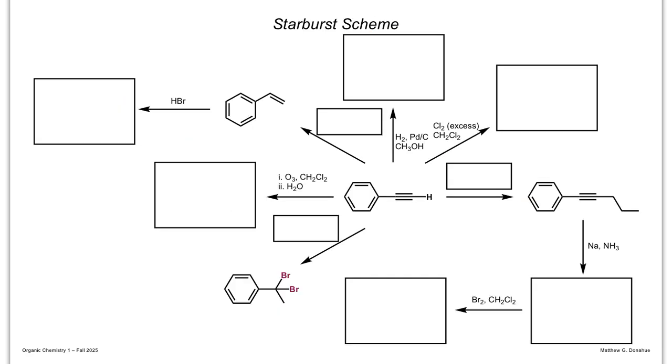So we'll put some of this to practice with a starburst. And a starburst scheme basically has a central starting material, and then from that are just different transformations that the functional group can undergo, and you either supply the reagents or predict the product. So I think we'll start here. We'll just call this 1.